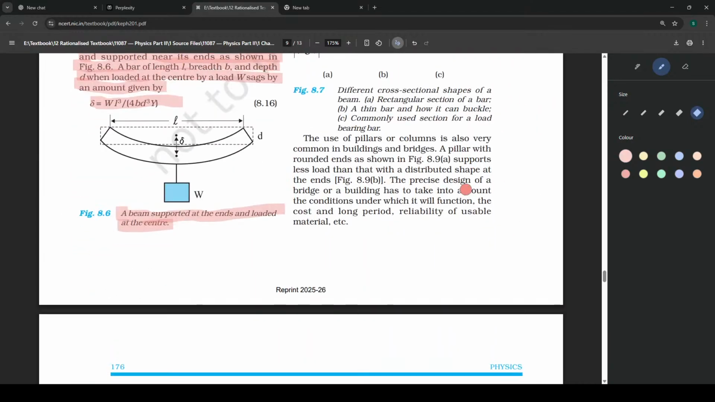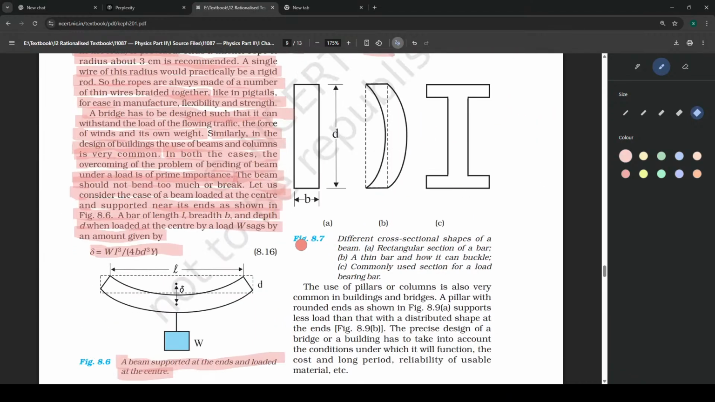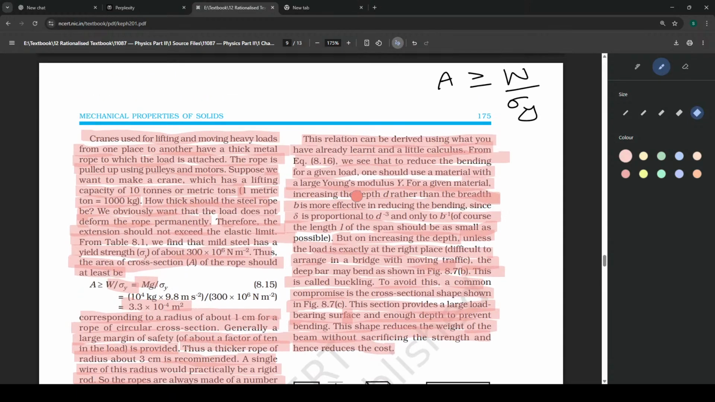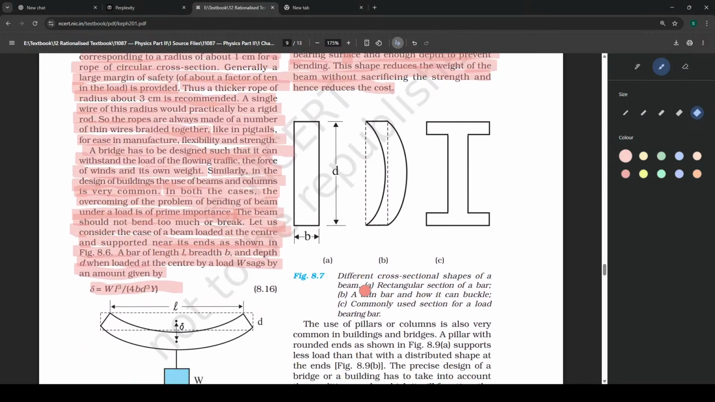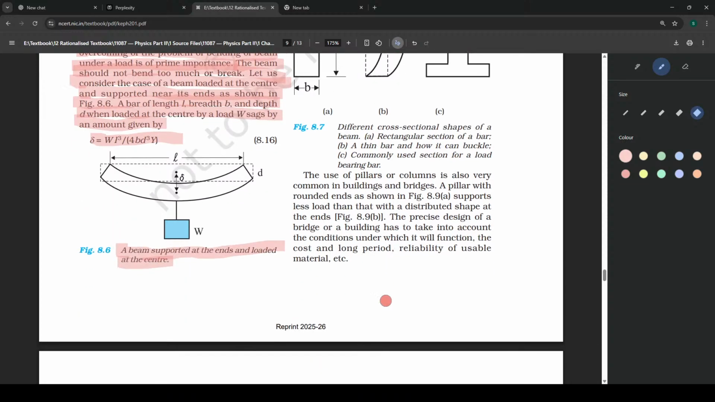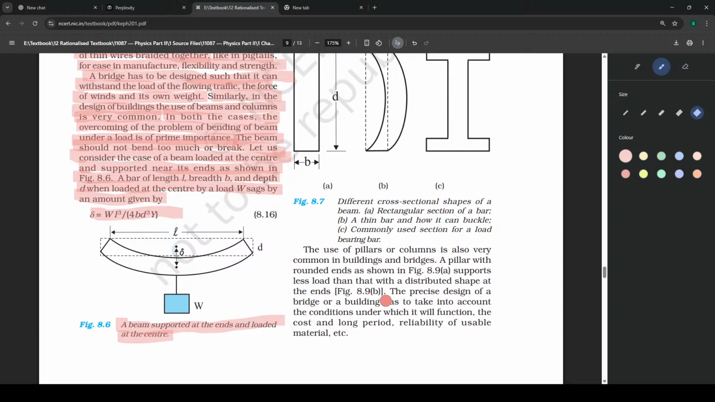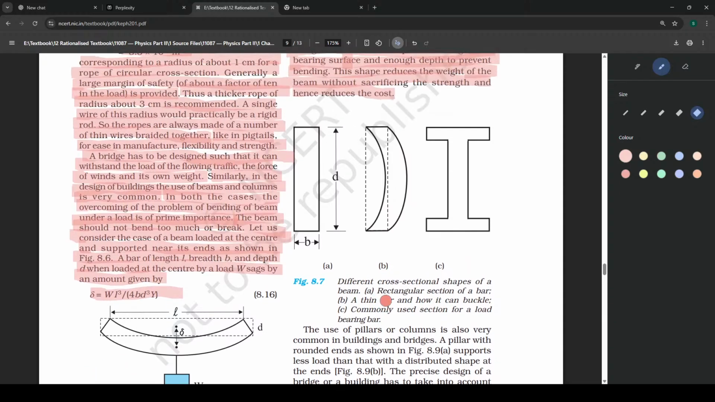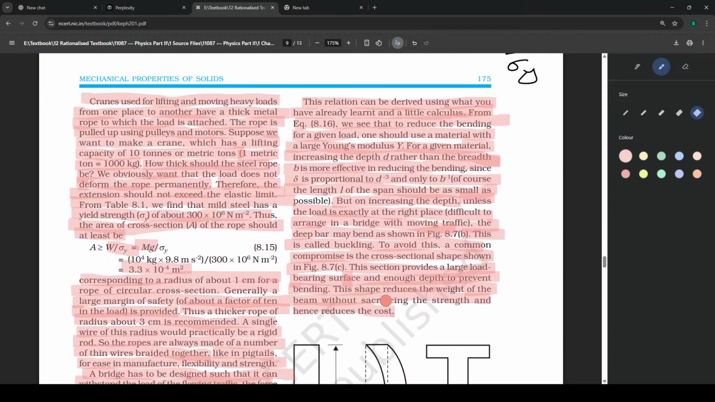It is this equation itself, 8.16. From this equation, we can see that to reduce the bending for a given load, one should use a material with a large Young's modulus. And we see that it is inversely proportional to Young's modulus. The higher the Young's modulus, the lower the bending. That is one thing here.